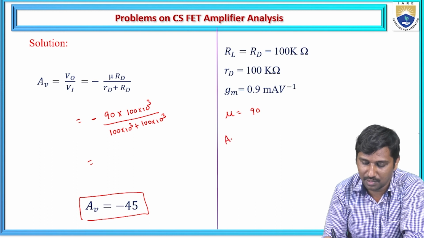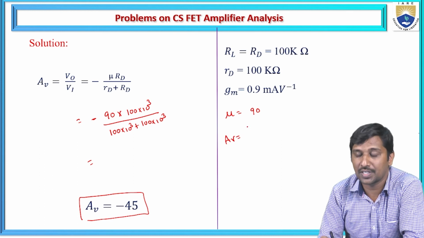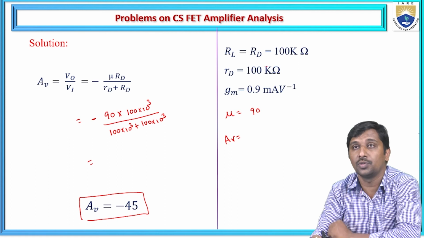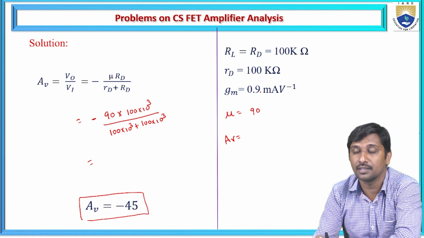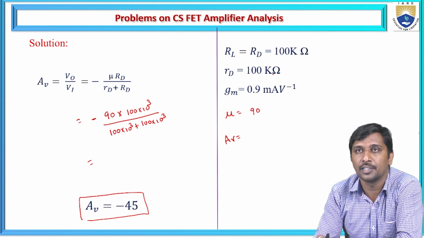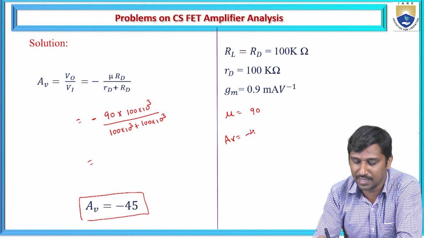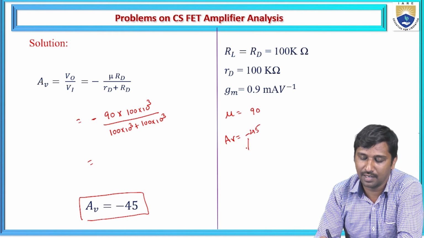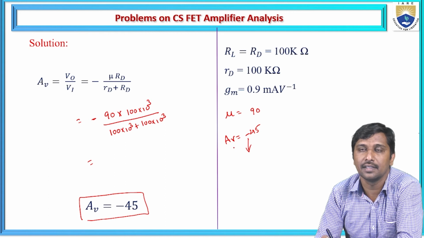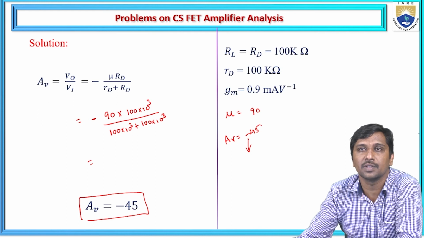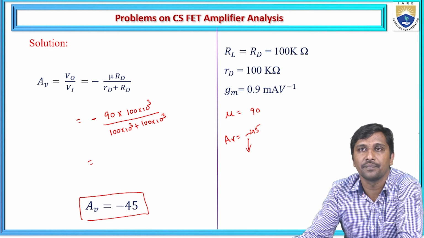So the voltage gain of the common source amplifier with the given specifications, with a load resistance of 100 kilo ohms, internal resistance of 100 kilo ohms, and amplification factor 90, is minus 45. Again, the negative sign indicates a 180 degrees phase shift, meaning the output is 180 degrees phase shifted with respect to the input signal.